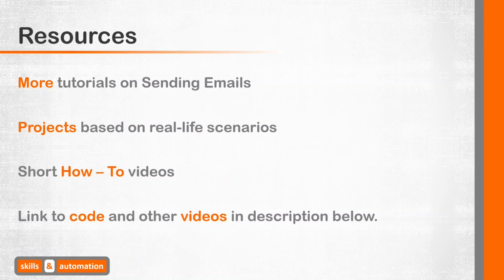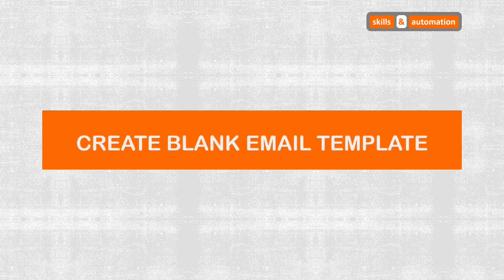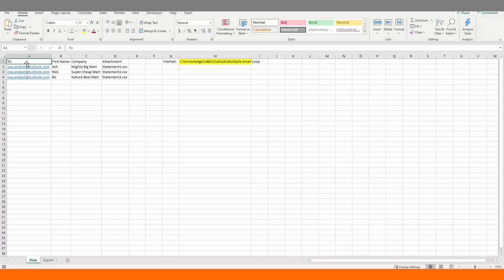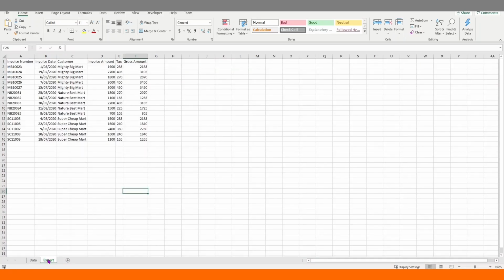Okay, let's start coding. So this is an Excel file for this tutorial. We have two sheets here, data and export, but we will refer to these in the later sections. For now, let's Alt F11 and go to our VB editor.